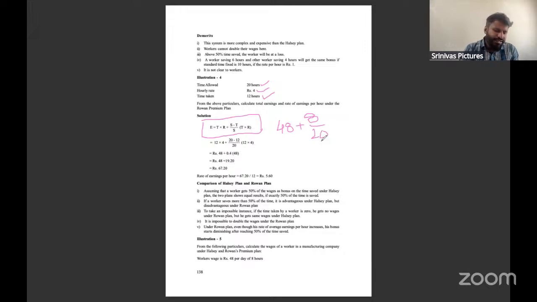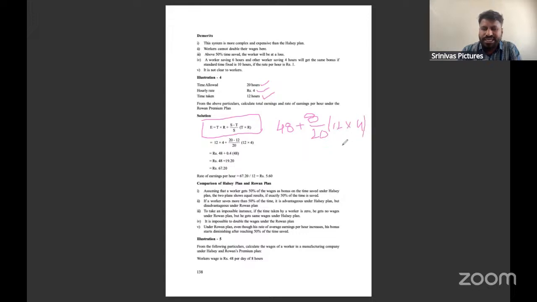Here, 8 by 20, almost 40% of the time he saved. Is it clear? 60% only used. That remaining 40% extra benefit is the company's. So for the 8 hours, we are going to give the incentives. That is, whatever that 12 into what is the time taken? 12 into 4. That is 48.